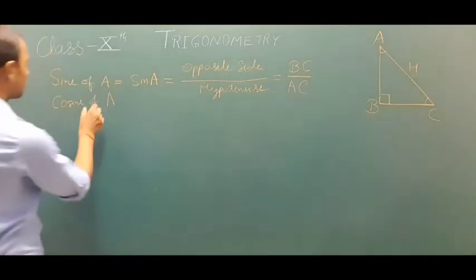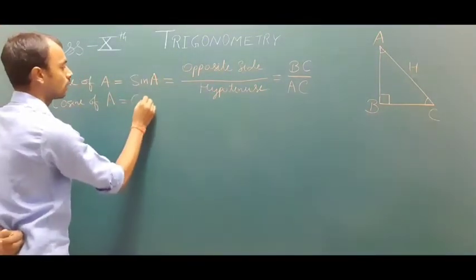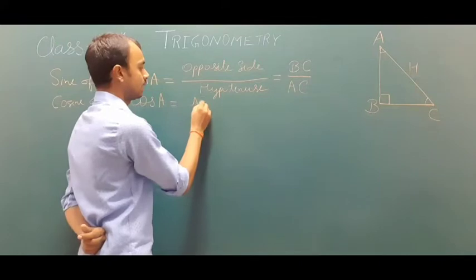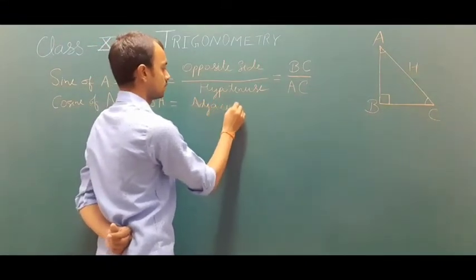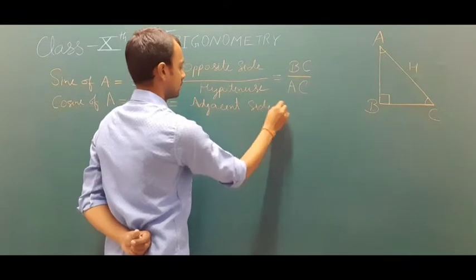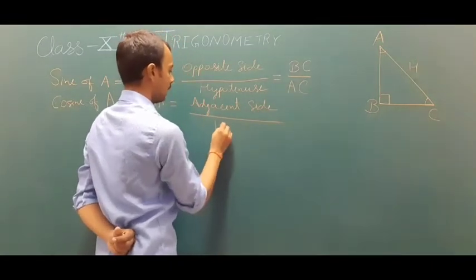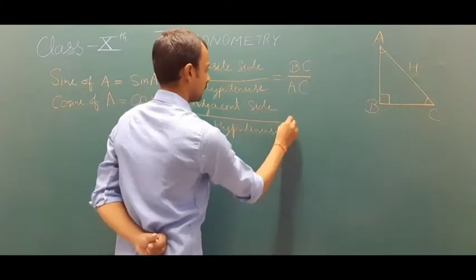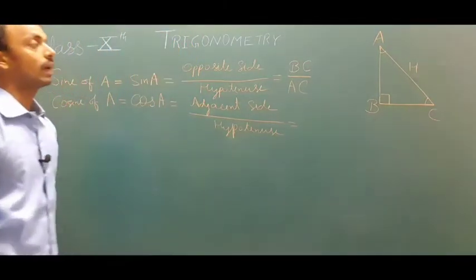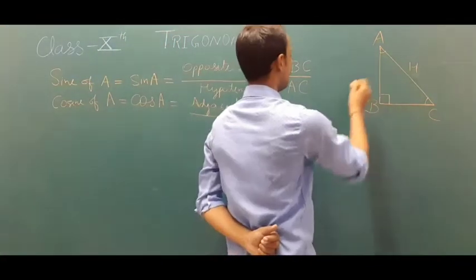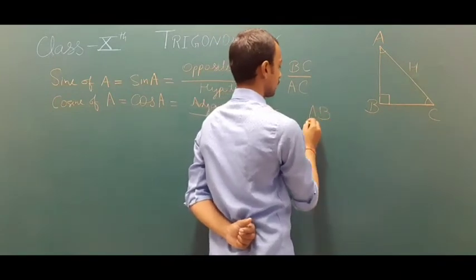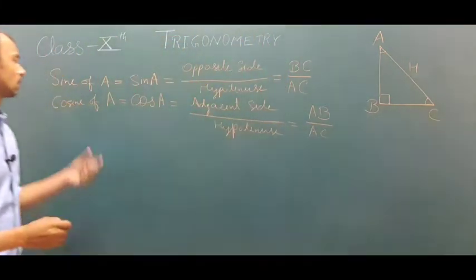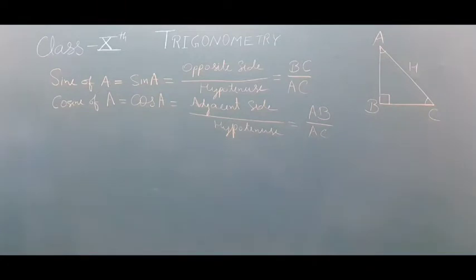Okay, so cosine of A will be written as cos A, and the formula of cos is adjacent side upon hypotenuse. So what is the adjacent side of angle A? The adjacent side of angle A is AB. And the hypotenuse is AC. So AB upon AC is the cos ratio for the triangle ABC.